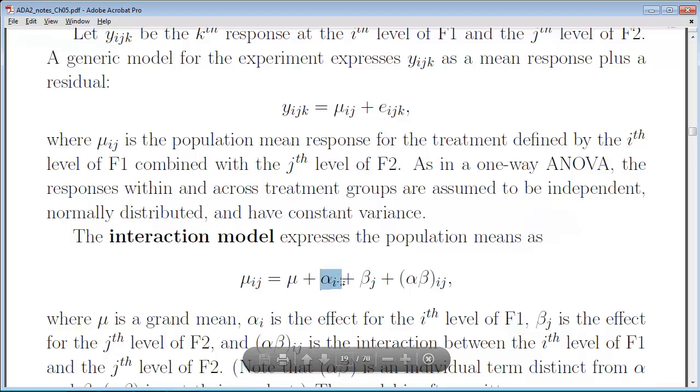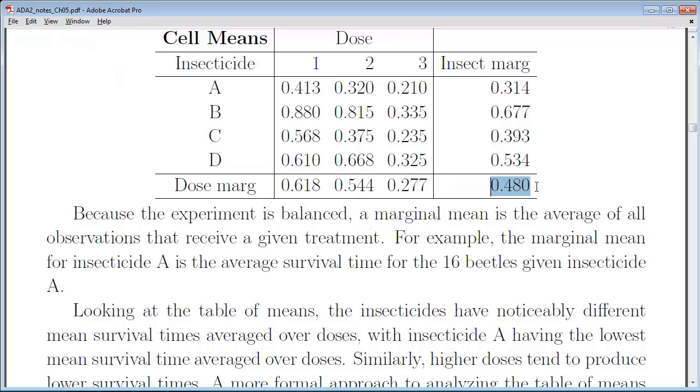Alpha i is the effect of the ith level of the first factor. So if alpha is the insecticides, for insecticide A, B, C, D, if I page up, here's the grand mean mu, 0.48. Let's look at insecticide A. Here we've got 0.314. So alpha 1 for the first insecticide is the difference between the grand mean and this row mean for insecticide A. That difference is 0.166, negative. So to go from the grand mean to the mean for row A, we have to subtract 0.166. That's the effect of insecticide A.